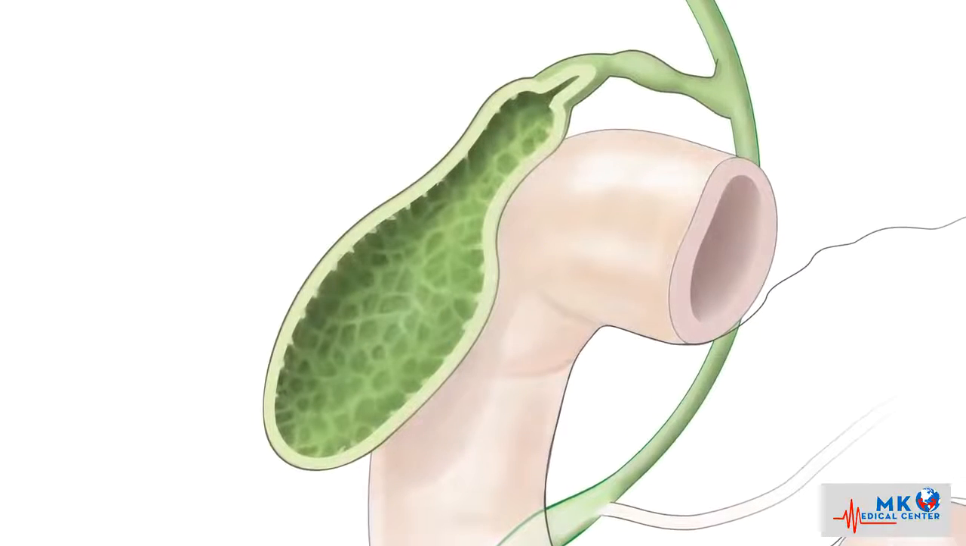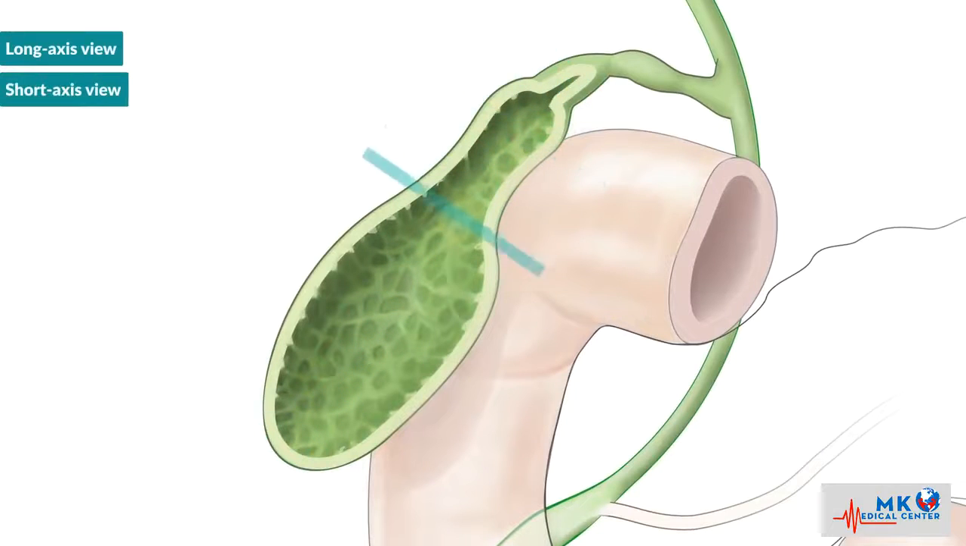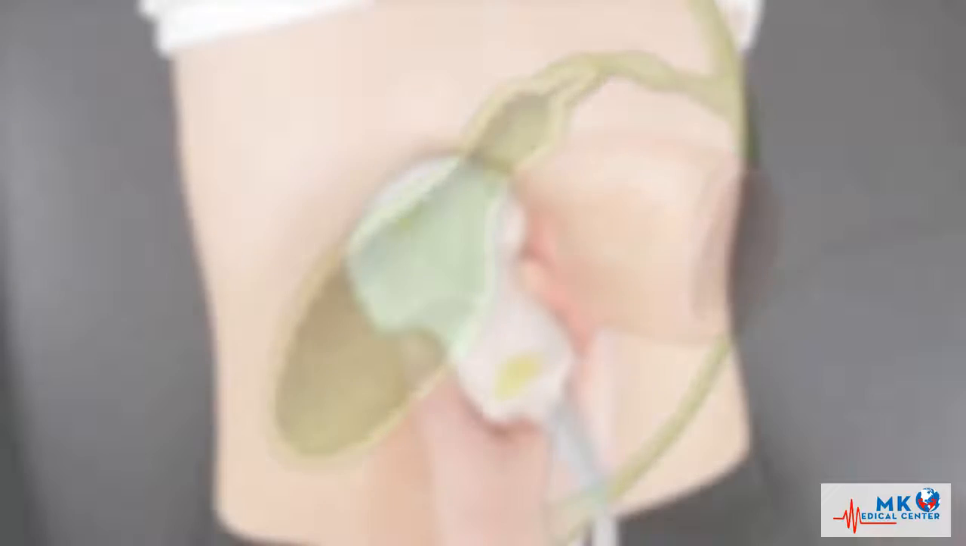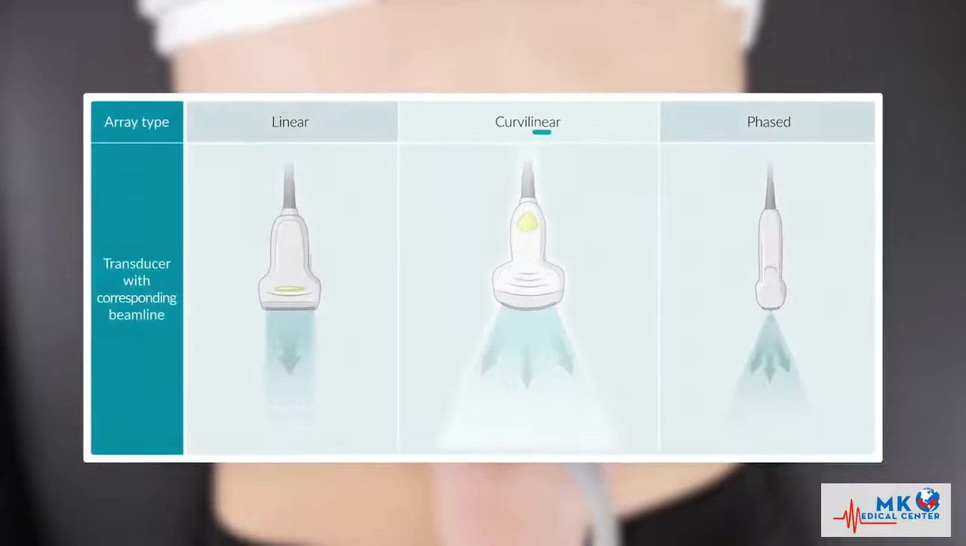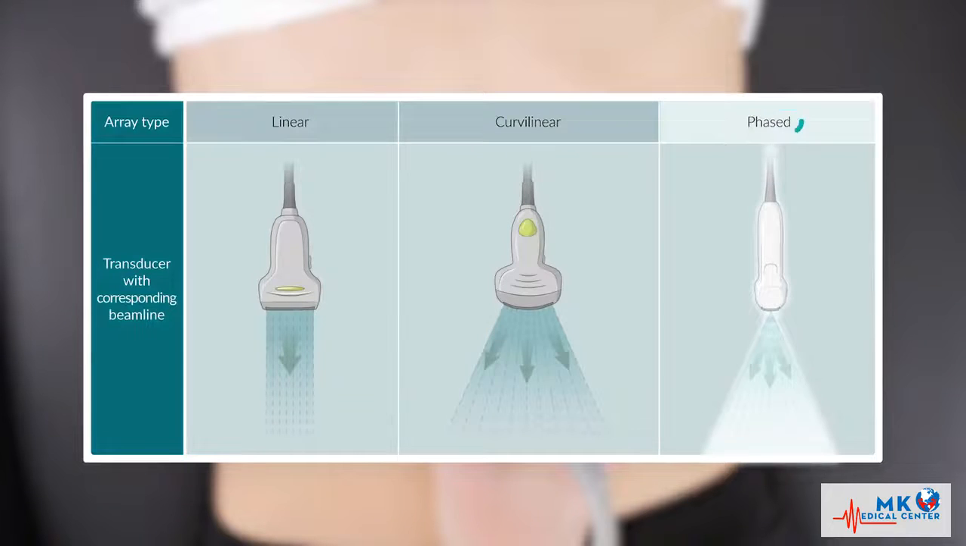gallbladder. We'll now demonstrate how to scan the gallbladder, first in the long axis, then in the short axis. Afterwards, we'll show you the normal findings and abnormal findings of a gallbladder scan. We can use a curvilinear or phased array probe for these scans.